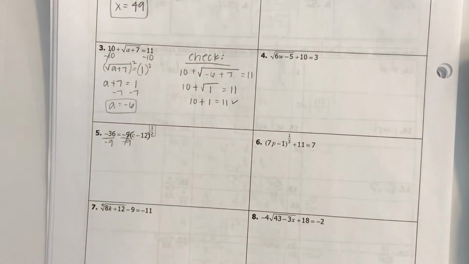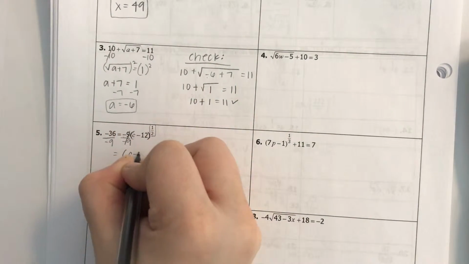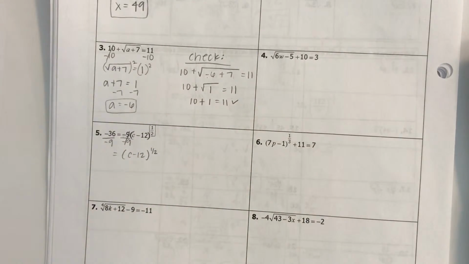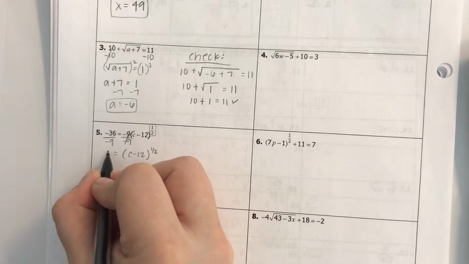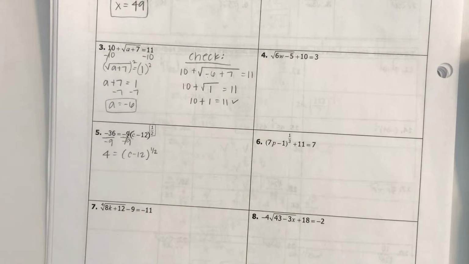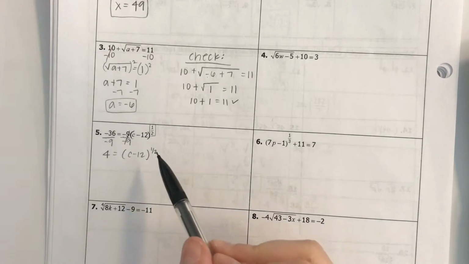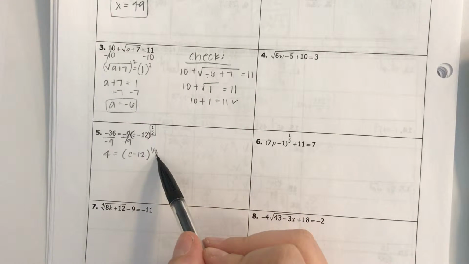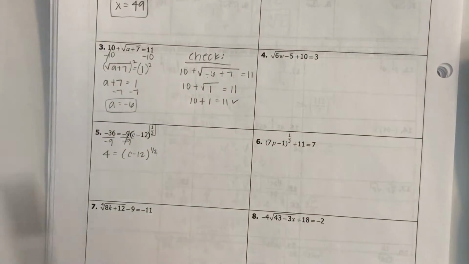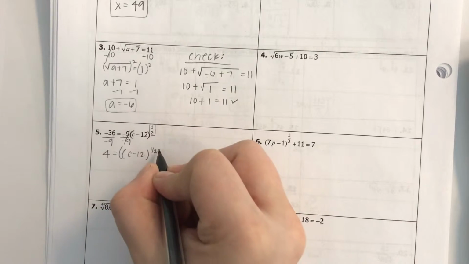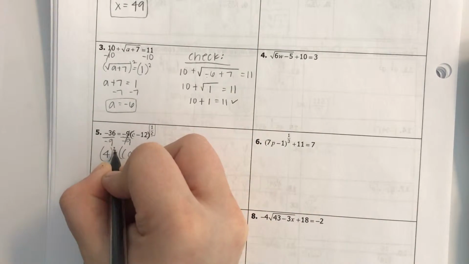So now that's gone over here. So all we have left on this side is c minus 12 to the 1/2. And negative 36 divided by negative 9 is a positive 4. Okay, let's think back to rational exponents. Our index is what part of the rational exponent? If you said or thought denominator, you are correct. This is our index. So according to step number 2, way up here, raise each side of the equation to the power of the index. The index is 2, so I raise it to the second power on both sides.